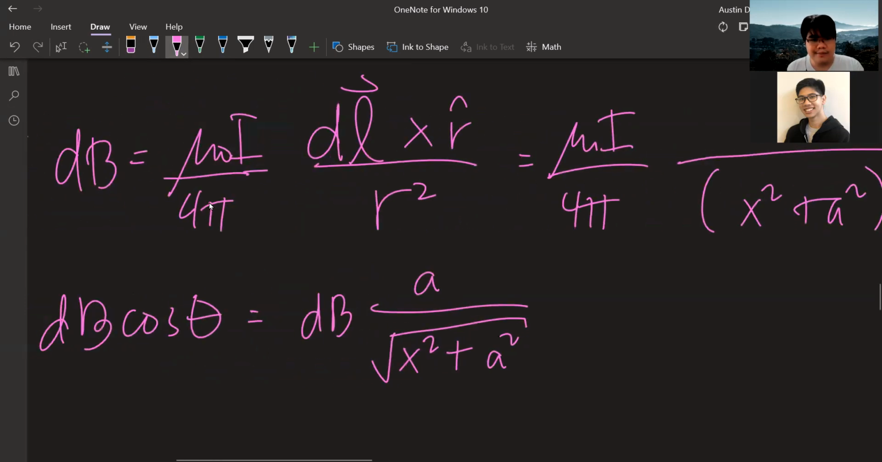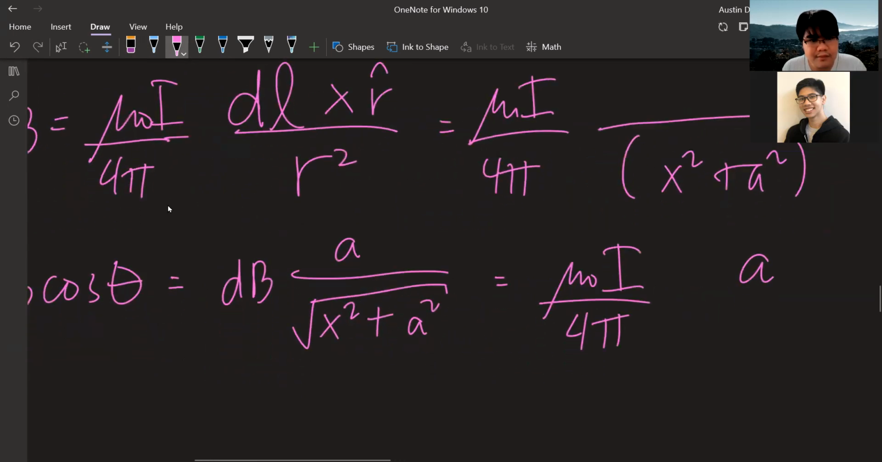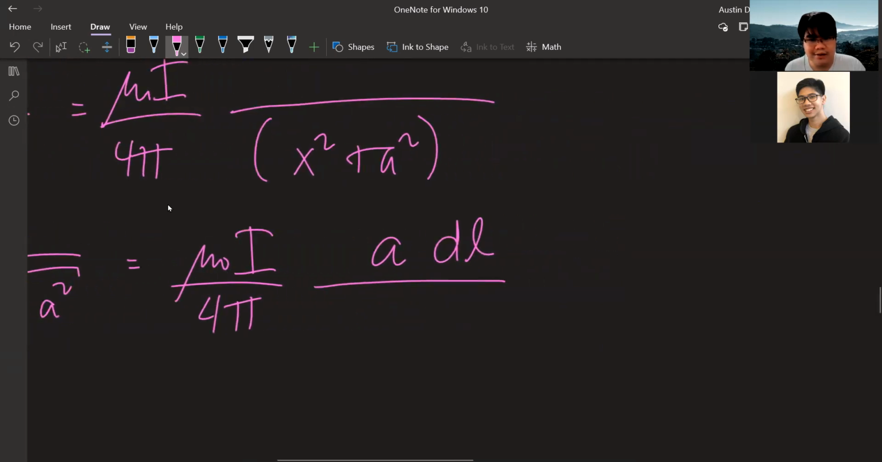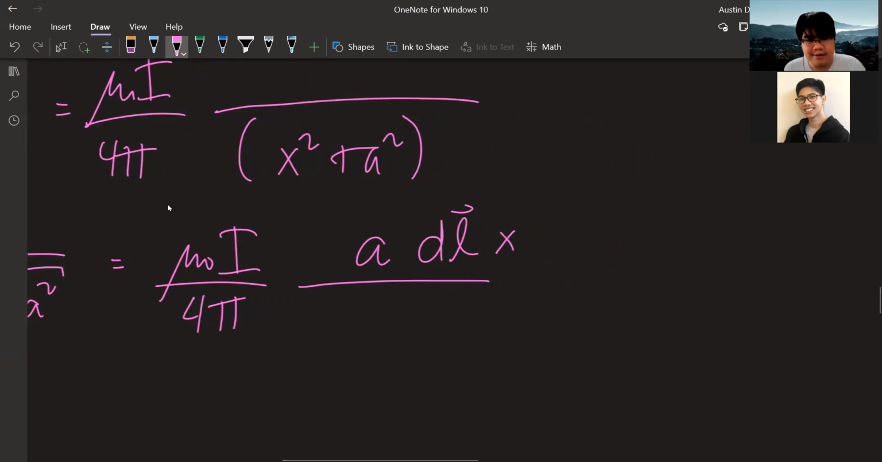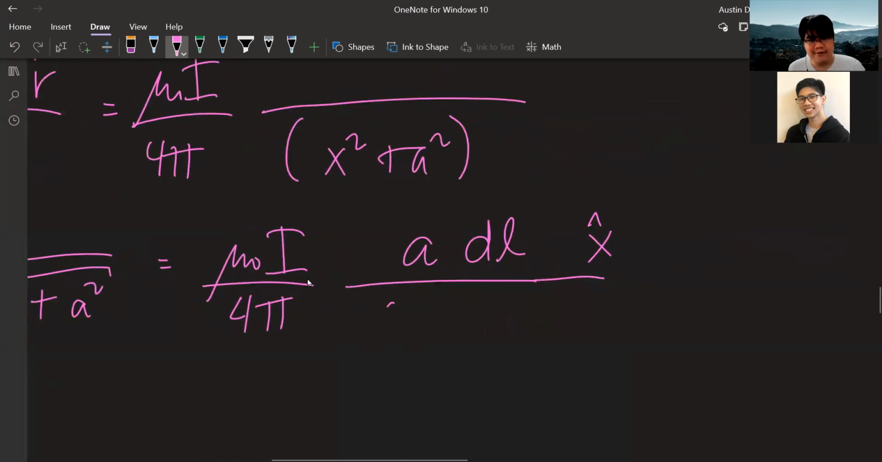Therefore, this is just mu naught I over 4 pi in A. Okay. So this is still DL. Wala namang bago. Kinuha ko lang yung cosine. Yung DL cross R hat nga lang. Wala na tayong ano dyan kasi kinuha na lang natin yung x direction. So x hat na lang yung direction natin. And then the denominator is again 3/2.